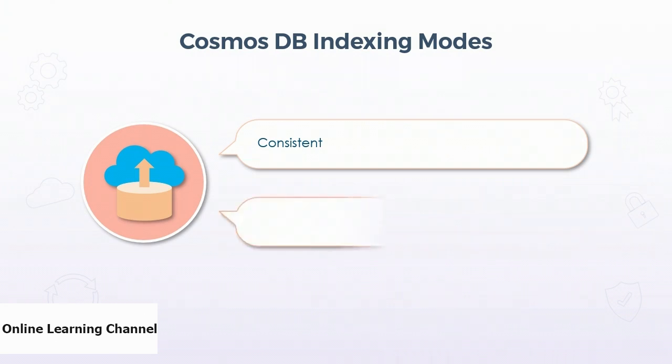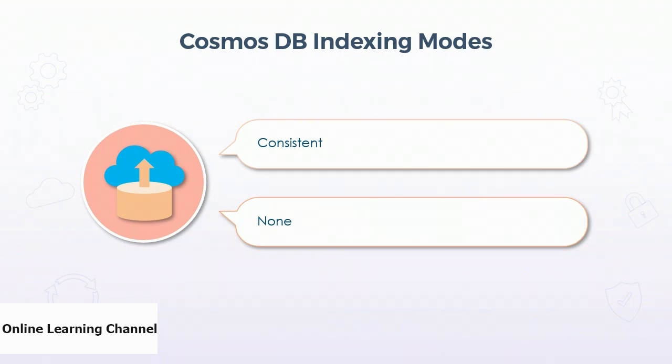There's also what they call none, so indexing is disabled on the container. This is good if a container is just a key-value store and doesn't need any secondary indexes. It's used to improve the performance of bulk operations. And once the bulk operations are complete, the index mode can be set back to consistent if you want, so you can change them on the fly.